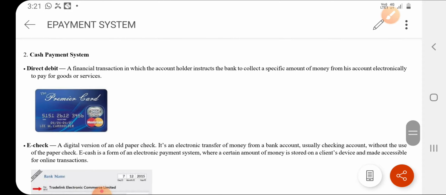So, debit card, you know, we will have our own account. Credit card is like a loan. They are giving the loan already. You are using that loan amount and you have to pay that loan amount every month.